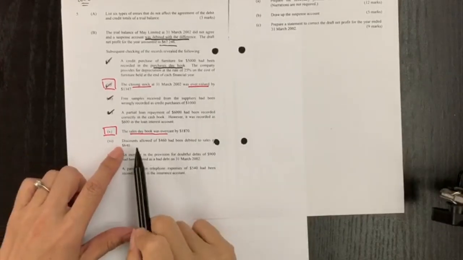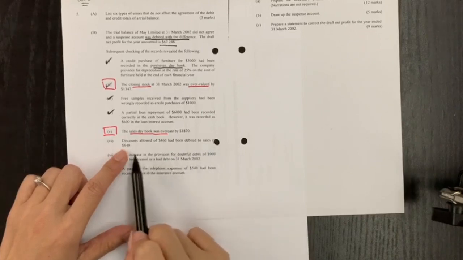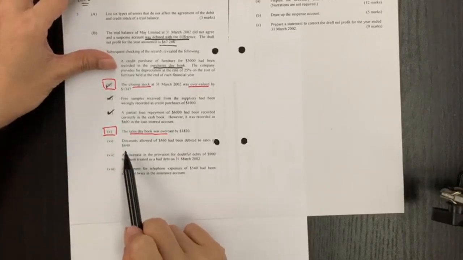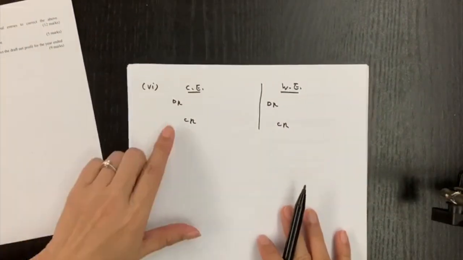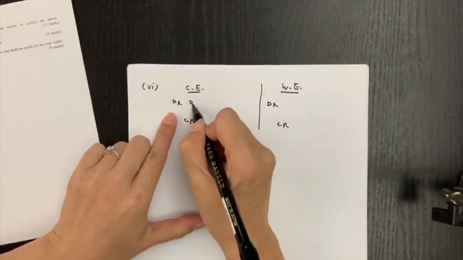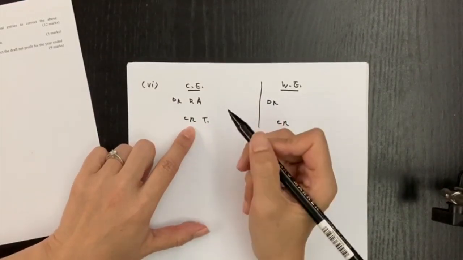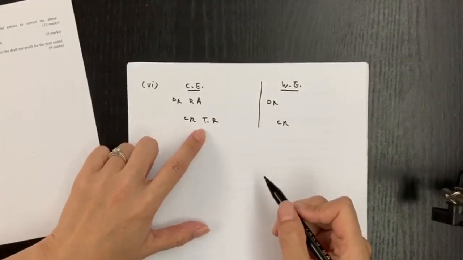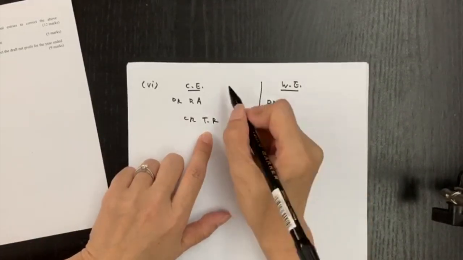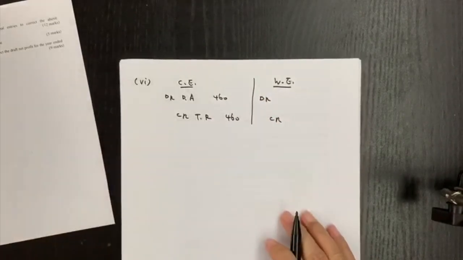Next we have discount allowed that has been debited to the sales account by 640. So what should be the correct double entry for discount allowed? We have discount allowed, which is a kind of expense, and then we allow that to trade receivable, which is our debtor, if we want them to pay us earlier, and that is 460, right? So what's wrong?